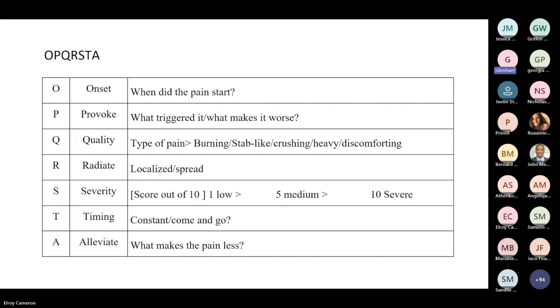Radiate, does the pain spread anywhere, or is it localized to one area? Severity, is it a low pain, or is it very, very bad? Timing, does the pain come and go, or is it constant? And any factor that may alleviate the pain. Some people might say, if I keep my arm like this, that helps a bit with the pain. During your management, I like to chase that specific alleviating factor if it is present, because that gives me a little bit of time to do some other things.